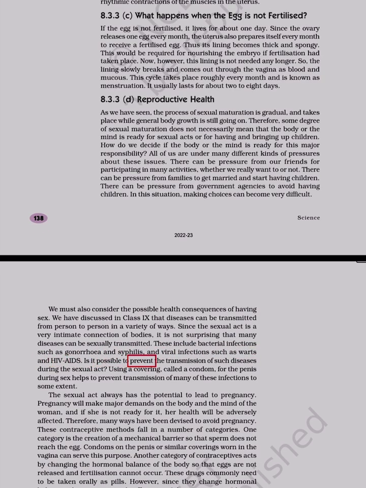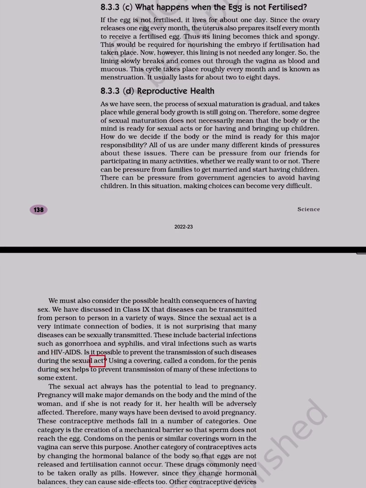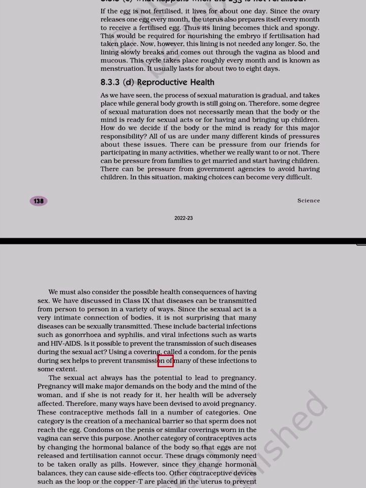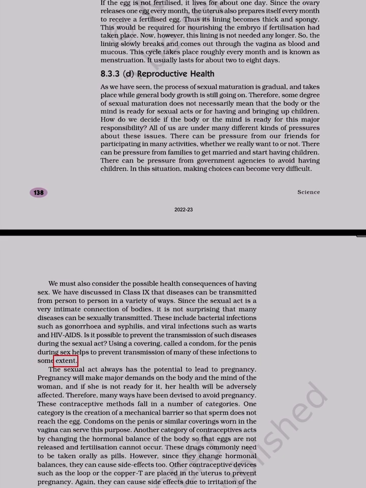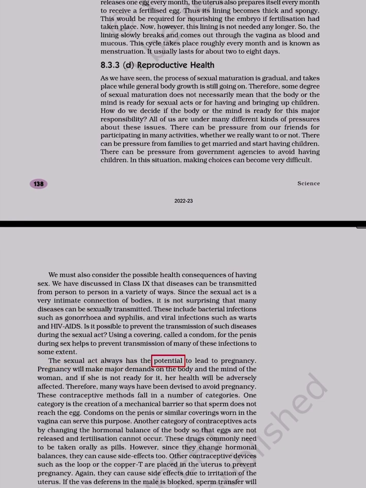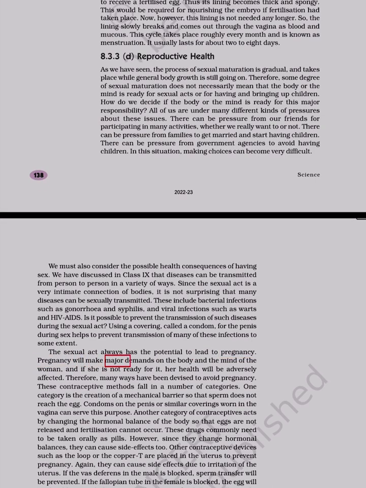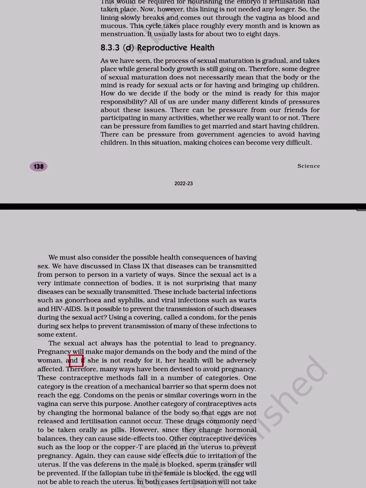Is it possible to prevent the transmission of such diseases during the sexual act? Using a covering, called a condom, for the penis during sex helps to prevent transmission of many of these infections to some extent. The sexual act always has the potential to lead to pregnancy. Pregnancy will make major demands on the body and the mind of the woman, and if she is not ready for it, her health will be adversely affected.